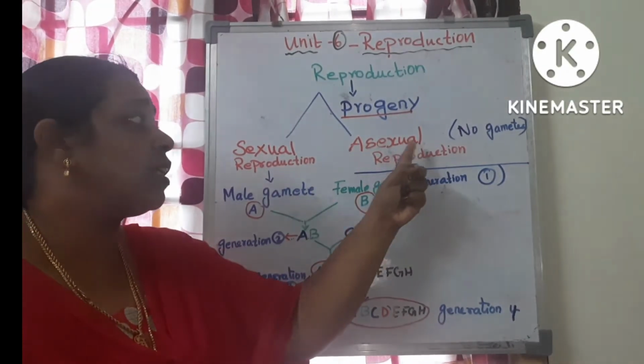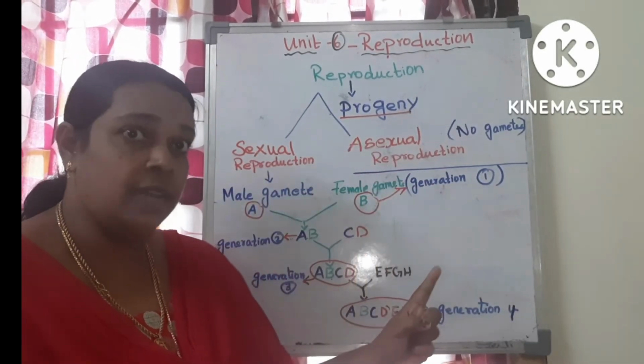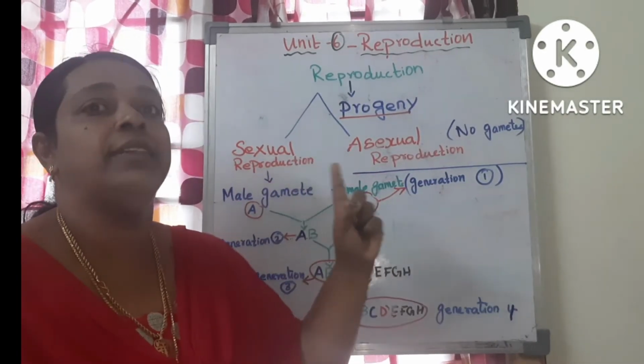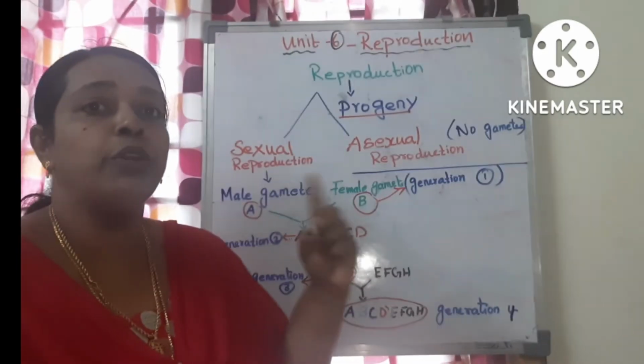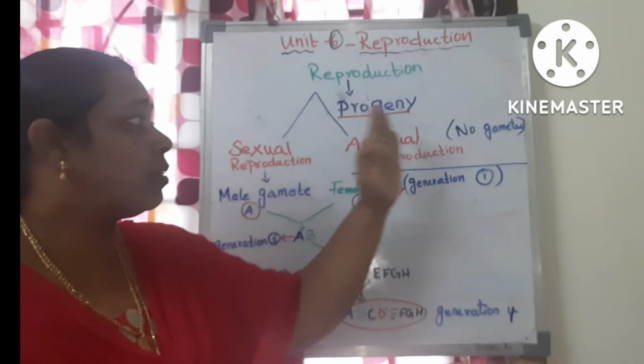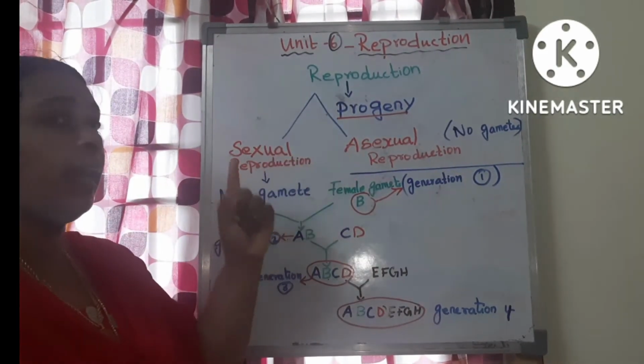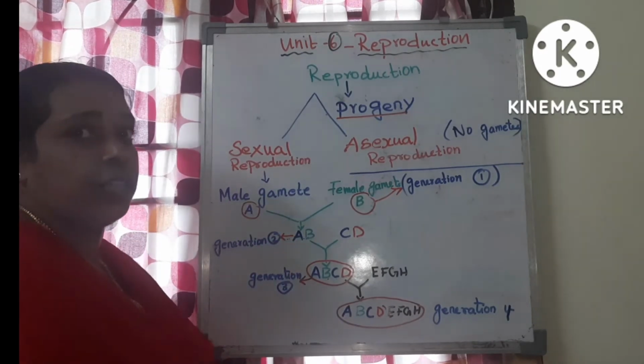But in asexual reproduction, you will get the progeny, the daughter cells, which will be exactly like the parent. So there is no new variant coming from asexual reproduction. About asexual reproduction, we will see later. Now we will see an example for sexual reproduction.